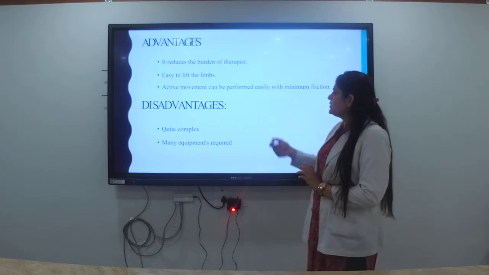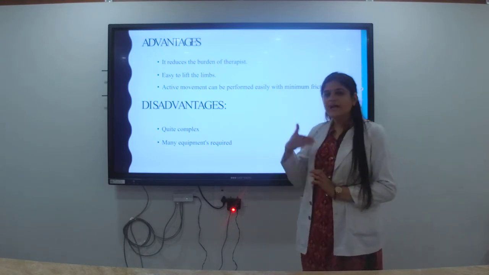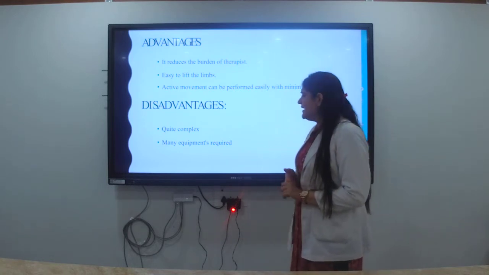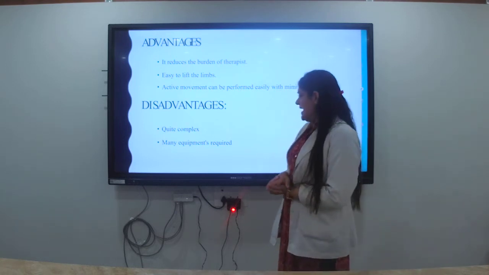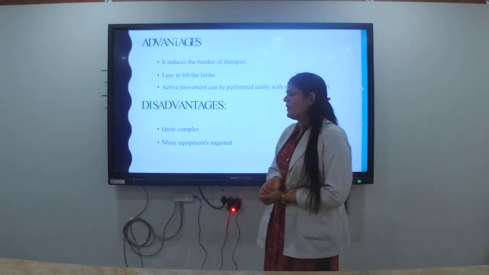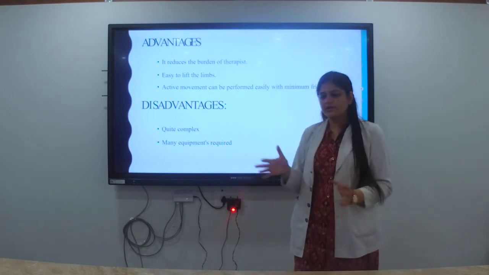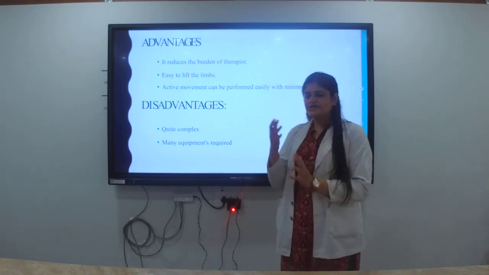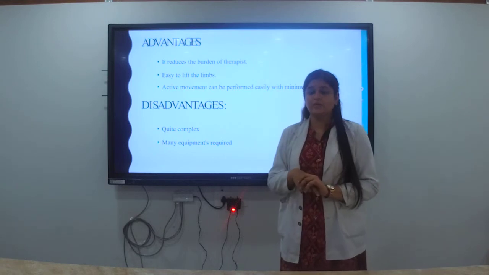So that was the active movement which can be performed with minimum friction because we are eliminating the gravity in this. The disadvantages as such is it's a quite complex mechanism and many equipments are required. So it requires some time to gather all the instruments and then to arrange, to tie the knots, to arrange the pulleys and everything that we'll see ahead for one particular movement.